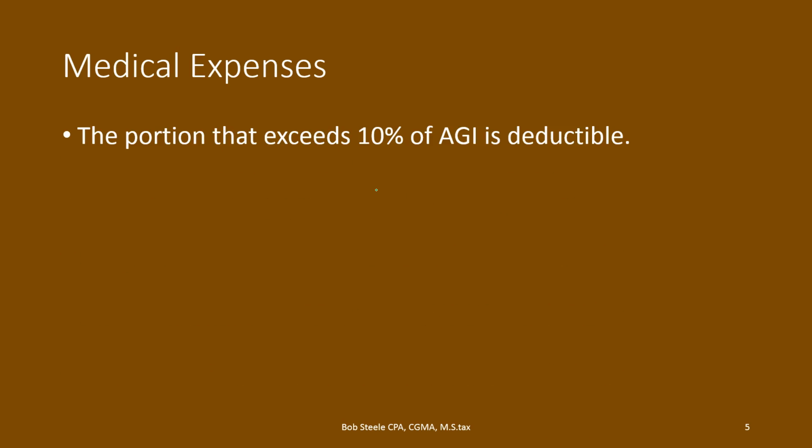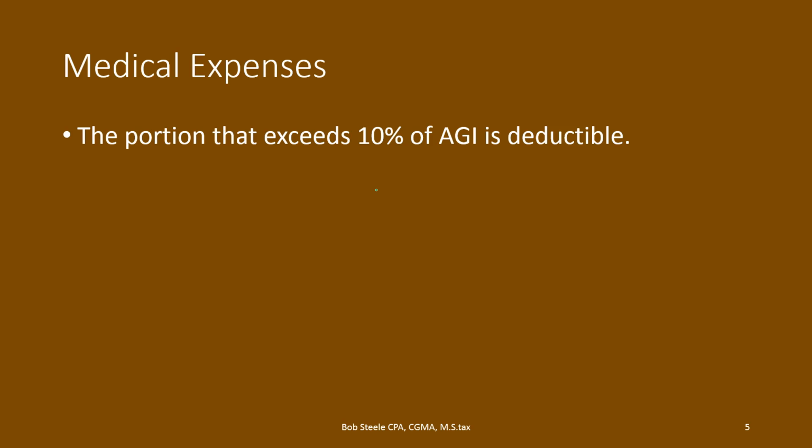We're going to start off with medical expenses. At the top of the Schedule A, you will see the category of medical expenses. These are the itemized deductions related to them. So the portion that exceeds 10% of the AGI is deductible. So the first important thing to point out is that that's a huge threshold that has to be overcome before medical expenses are deductible.